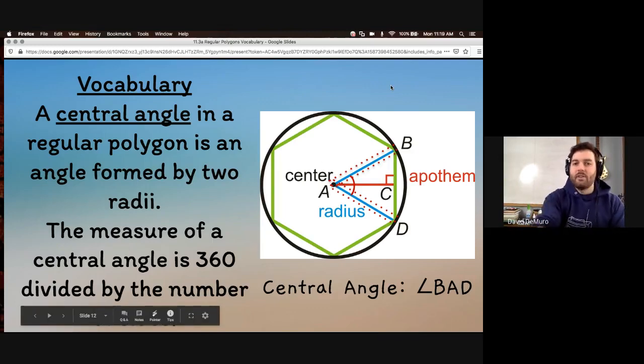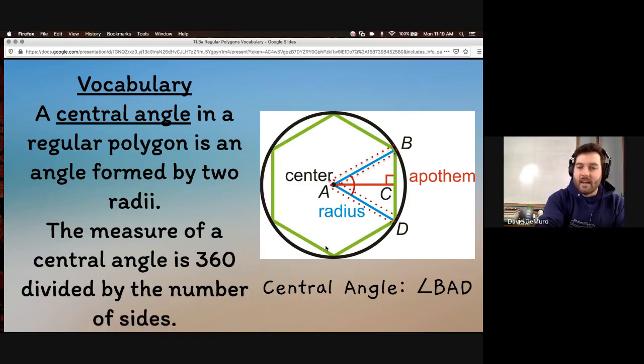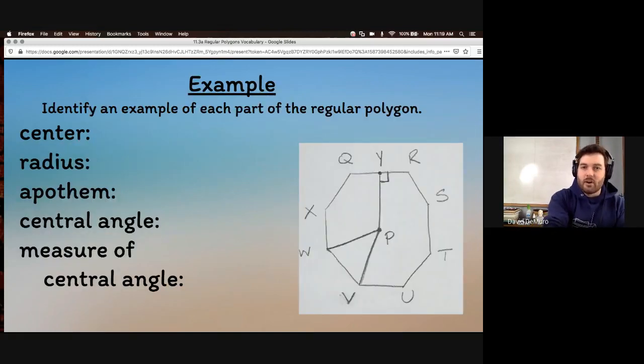So, for example, in this case, we have a hexagon. We have 1, 2, 3, 4, 5, 6 sides. And so 360 divided by 6 would give us a central angle of 60 degrees. We'll take a look at 3 examples of identifying some of these parts.